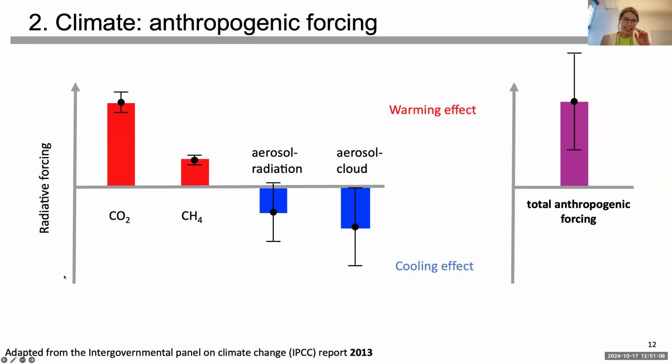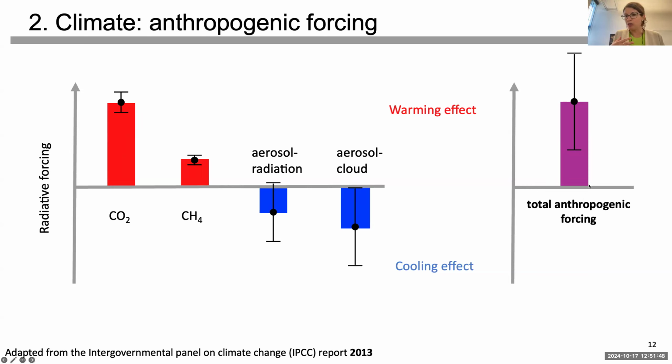And what I have here is a graph showcasing radiative forcing as a function of agent, or as a function of CO2 or methane or aerosol radiation or aerosol cloud interactions. In red, we see a positive radiative forcing. So that would lead to increased temperatures in our climate. And then aerosol radiation and aerosol cloud interactions tend to be cooling because they can reflect radiation back out to space.